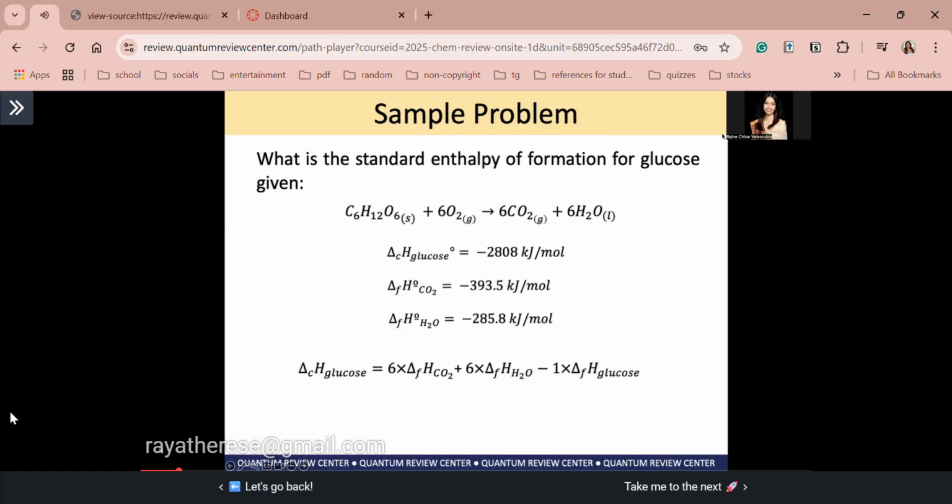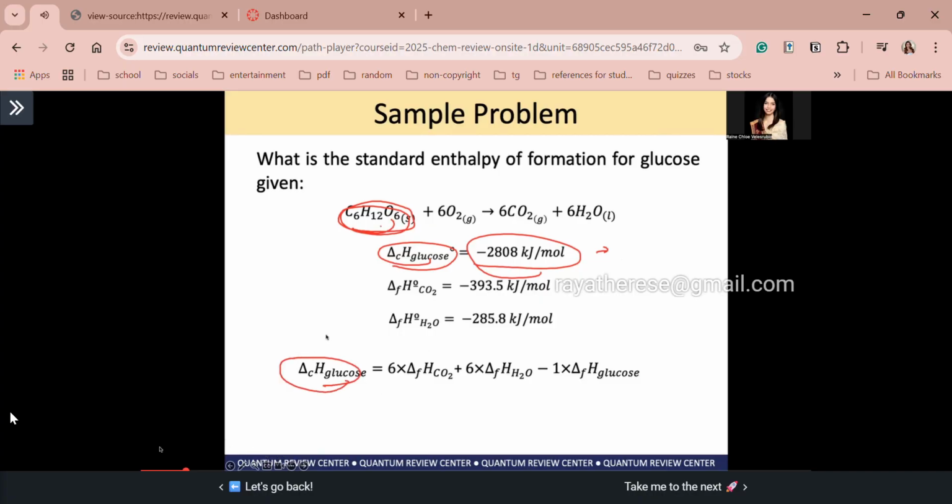So, solving, guys, again, what we are looking for in this sample problem is the standard enthalpy of formation for glucose, which is this one. But what is given to us is the enthalpy of combustion for glucose, which is analogous to the enthalpy of combustion for the reaction. So, let's analyze. Basically, the enthalpy of combustion for the reaction to occur is just the enthalpy of the products minus the enthalpy of the reactants.